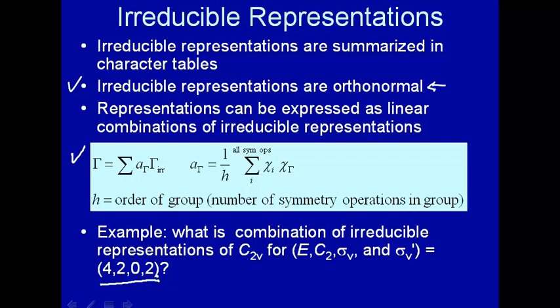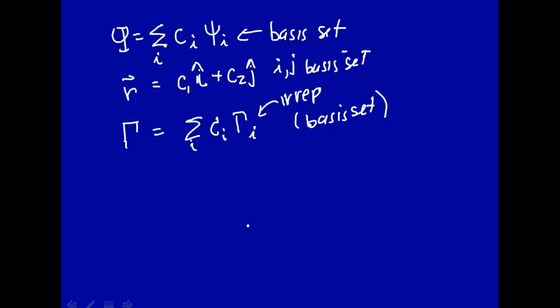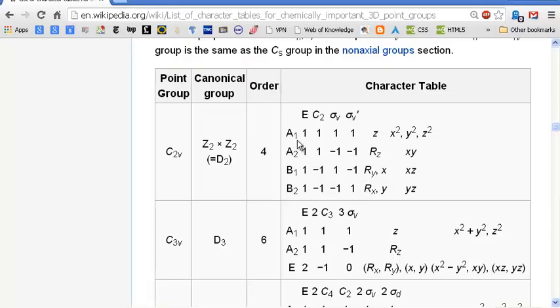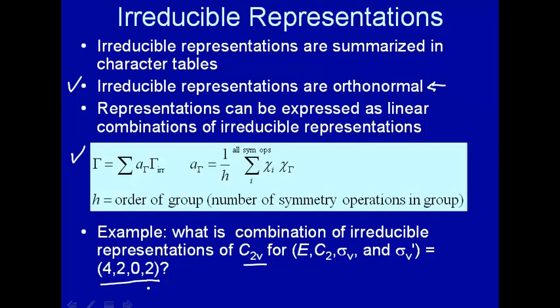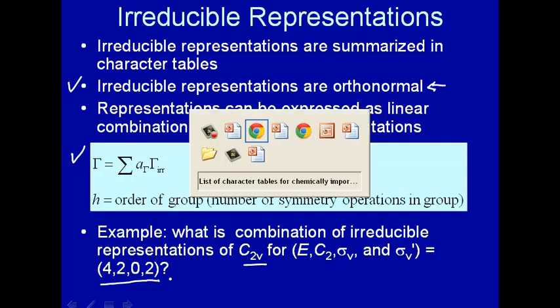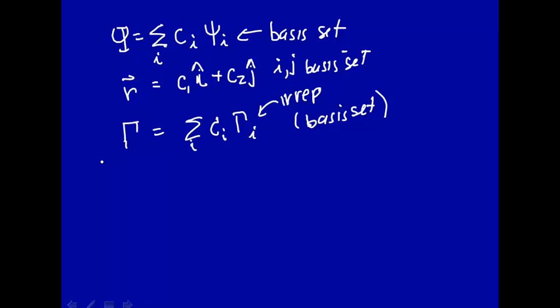So for example, here is this reducible representation. We know that because this is for C2V, we go over here and look up in the character table. Oh, C2V does not have this as an irreducible representation. So can we make this into a linear combination of irreducible representations? And the answer is yes, we can. Again, it all revolves around the fact that we have an orthonormal basis set.